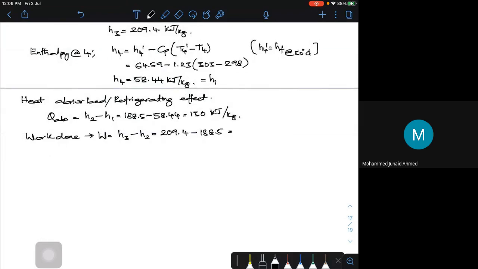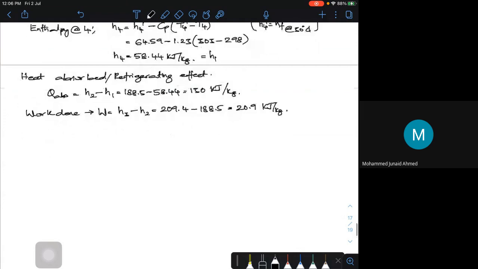188.5 is equal to 20.9 kilojoules per kg. And what is your COP? COP is equal to heat absorbed divided by work done, that is 130 divided by 20.9. I'm getting around 6.2. Here I don't have any relative COP, so directly this is equal to your theoretical COP. So first thing we got it.